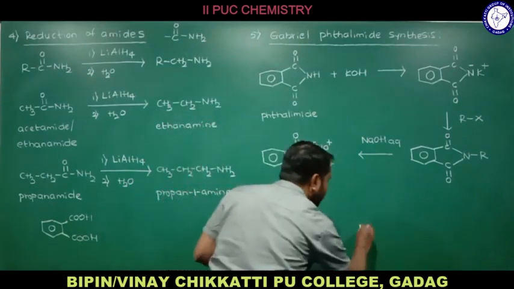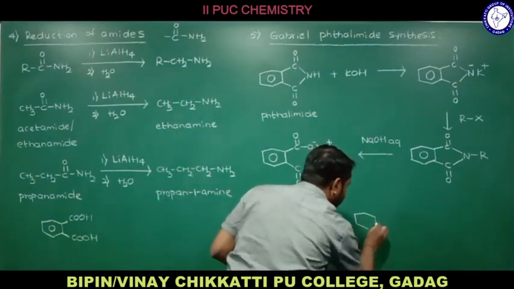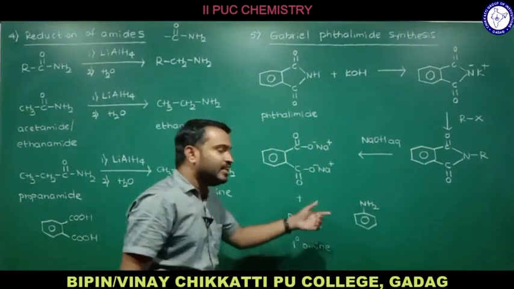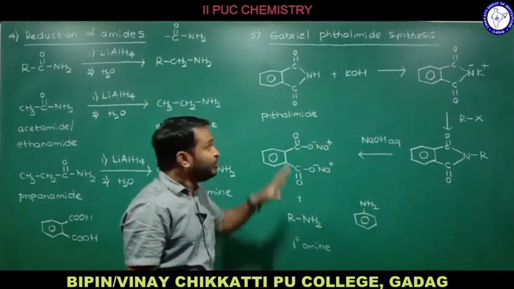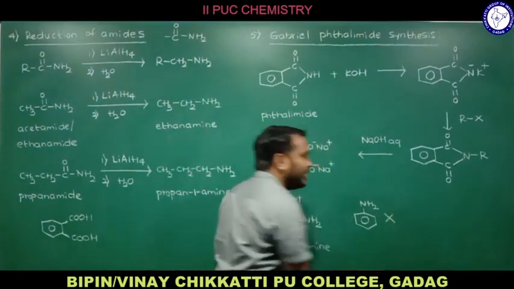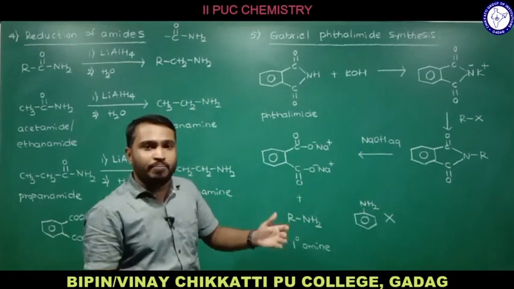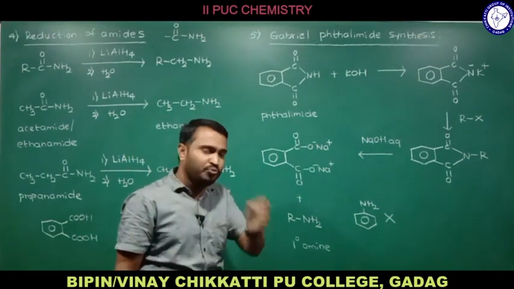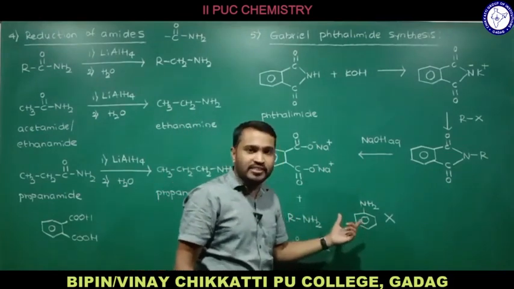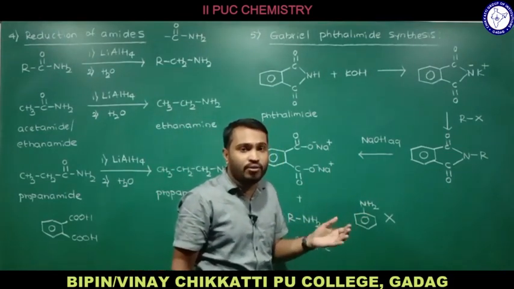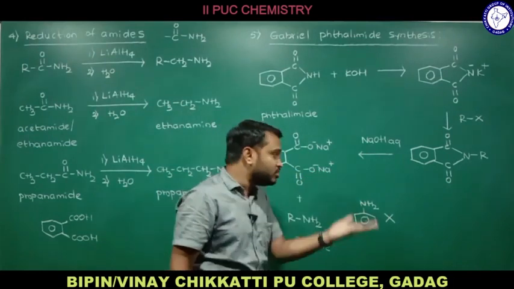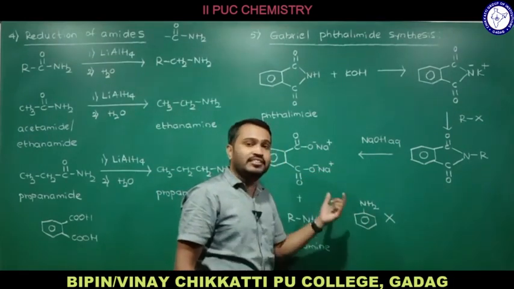If you consider as an example aniline, a benzene ring with NH2 is nothing but aniline, an aryl amine. Remember that using Gabriel phthalimide synthesis we cannot prepare aniline, or I can say you cannot prepare aryl amines. What would be the reason for that? As we know, aryl amines, or aromatic amines, undergo electrophilic substitution reaction but do not undergo nucleophilic substitution reaction.